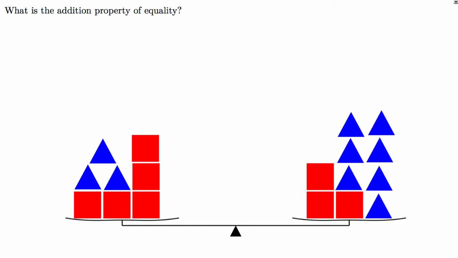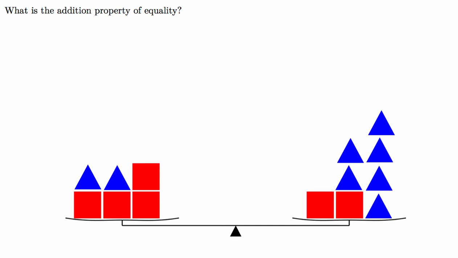For example, if we wanted to remove one blue triangle, as long as we remove one blue triangle from both sides of the scale, it will stay balanced. Similarly, we could remove one red square from both sides of the scale as well. Again, as long as we remove one red square from both sides, the scale will also maintain its balance.